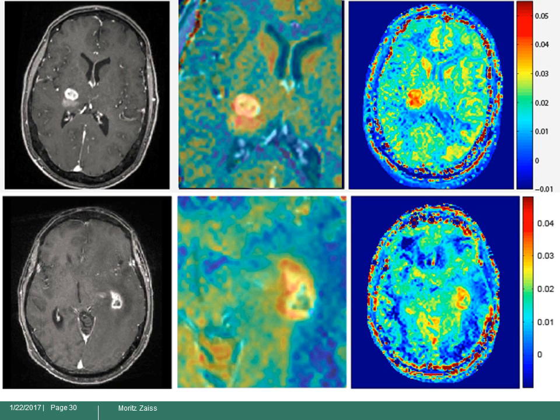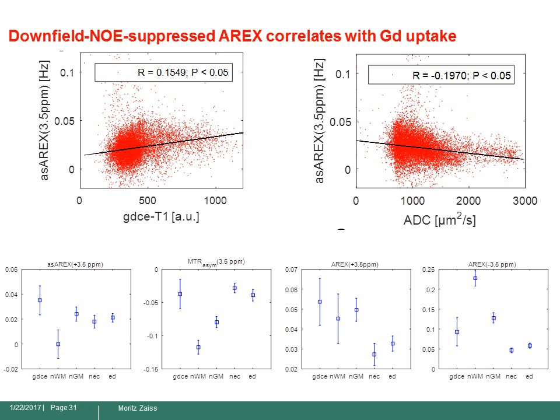So here you see gadolinium on the left and dnsAREX on the right, and in the middle you see the fusion, so it's very similar outlines of the tumor. It seems to be sometimes a little bit bigger, and also the infiltrating parts of the tumor are sometimes more highlighted than in gadolinium. Also in the lower patient you see the same structure, really similar, but it seems to be a little bit bigger in the dnsAREX.